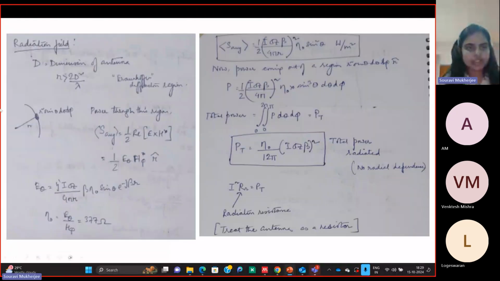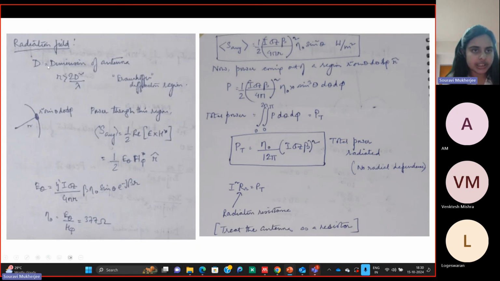Now, the dimensions of the antennas do play a role. If the dimensions of the antenna become comparable to the wavelength, then the dimensions play a role. But if it is much smaller, or if the wavelength is far larger than that, then that does not matter. The dimensions do not matter.